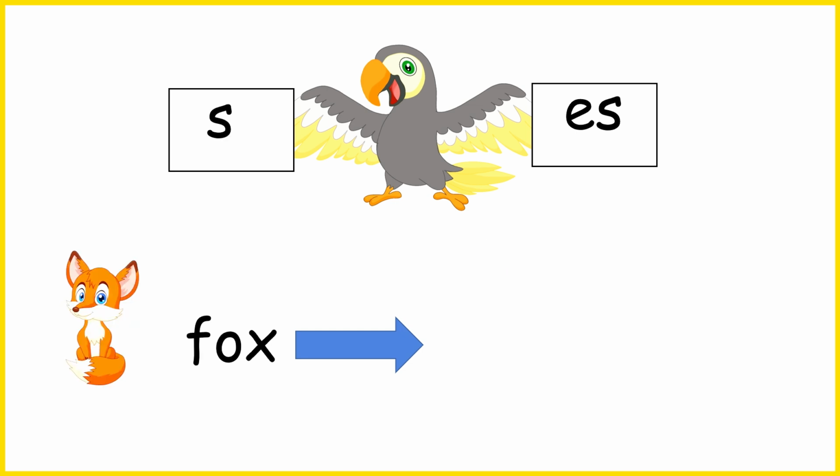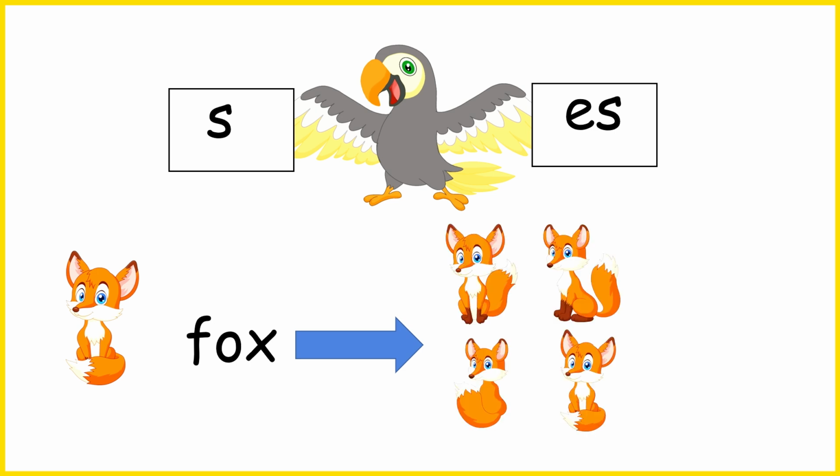What do I need to add to fox to make it more than one? To turn fox into a plural, should I add an S or an ES? You're right. We add ES because fox ends with X, and the rule is if a word ends with X, we add ES to make it plural.